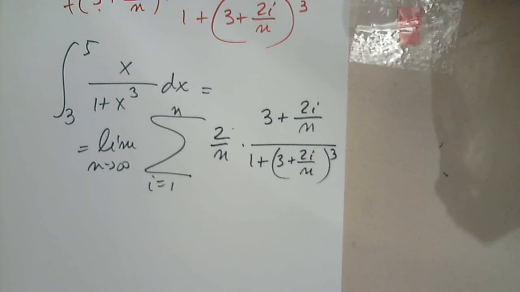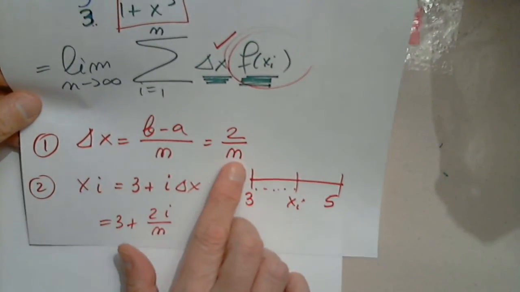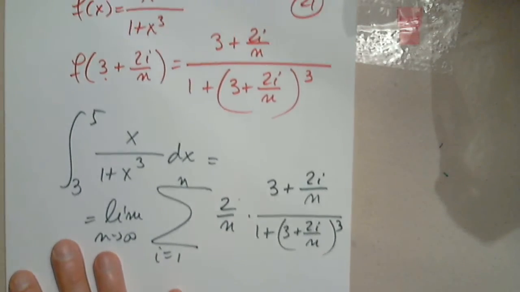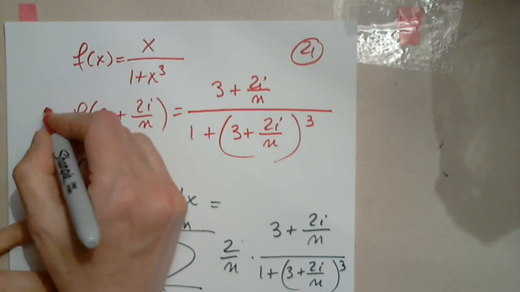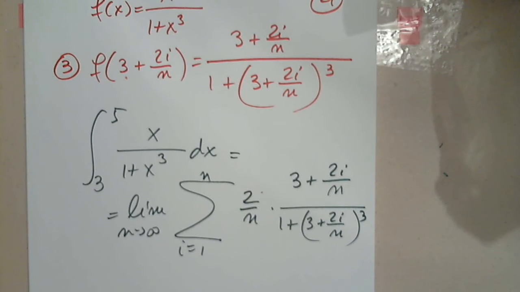In other words, this is an exercise on those 3 preps for the limit of the Riemann sum, although for this we cannot determine anything. We don't know what to do with that. So the 3 preps are delta x, xi, and prep number 3 is f of xi. Anything else from this? We will come back to it. I just wanted to give you an idea.